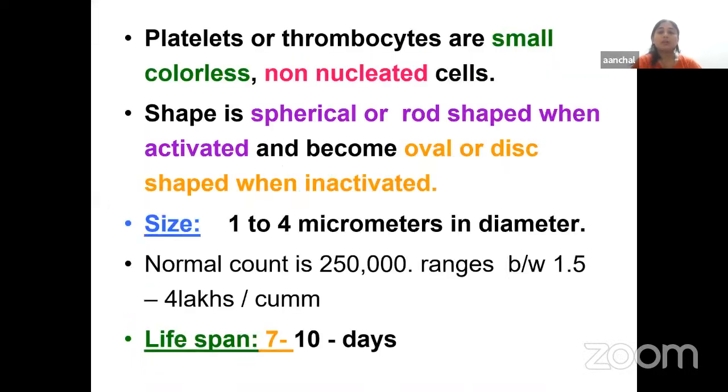Now talking about more things: platelets or thrombocytes are small, colorless and non-nucleated cells, the shape is spherical or rod shaped when activated, and becomes oval or disc shaped when inactivated. This statement is very, very important. Another thing, as we have discussed, the size ranges between 1 to 4 micrometers in diameter, and the normal count of platelets is 2.5 lakh, and usually it ranges between 1.5 to 4 lakhs per cubic millimeter, and the lifespan of these platelets is 7 to 10 days, right?